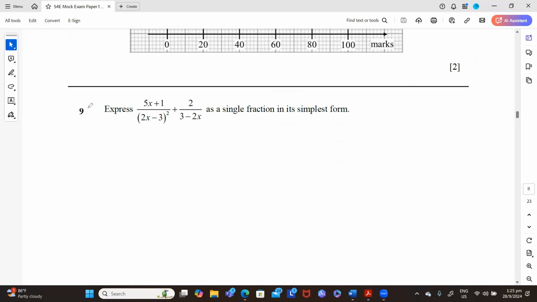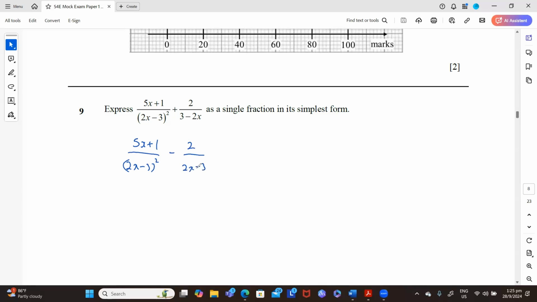Okay, this one, do not expand your denominator. So write down 5x plus 1 over 2x minus 3 squared. So you can actually flip this 2x minus 3 as well. When you flip it, the sign will change to minus. So it's now 2 over 2x minus 3.